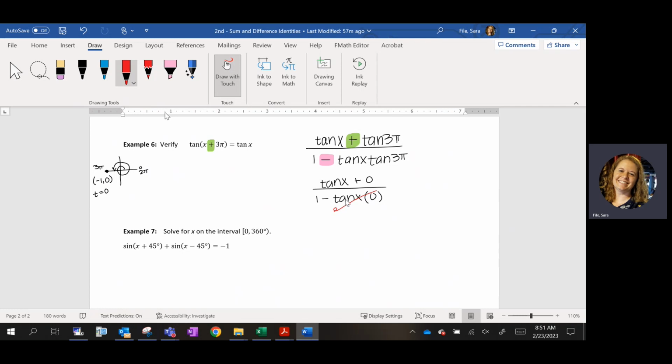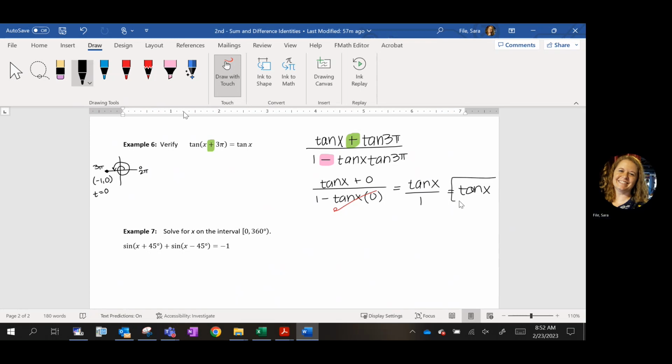So 1 minus 0 is just a 1, isn't it? If you have a 1 in your denominator, is that necessary to write? No. And in the top, if I add 0 to something, does it change it? So what's left in the top? Just tangent. So this is simply tangent of x. And for the sake of our notes, I'll show that it's now just over 1, which is just tangent of x, which is what I was trying to prove, isn't it? That's what I was verifying.